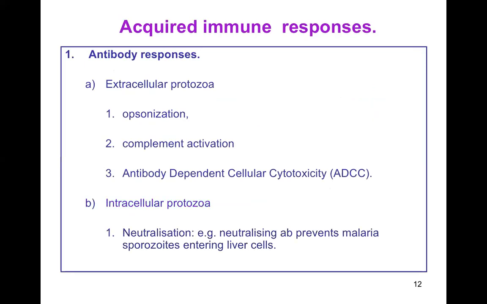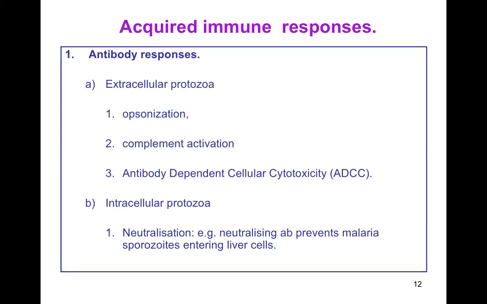Expanding on the acquired immune response, if you look at antibody responses, I mentioned to you that the critical thing is the activation of the complement. But we can have activation of the complement only when opsonization has occurred. Opsonization simply means attaching to the antigenically dominant component or epitope of this parasite. And in that case, what will follow is the complement activation.